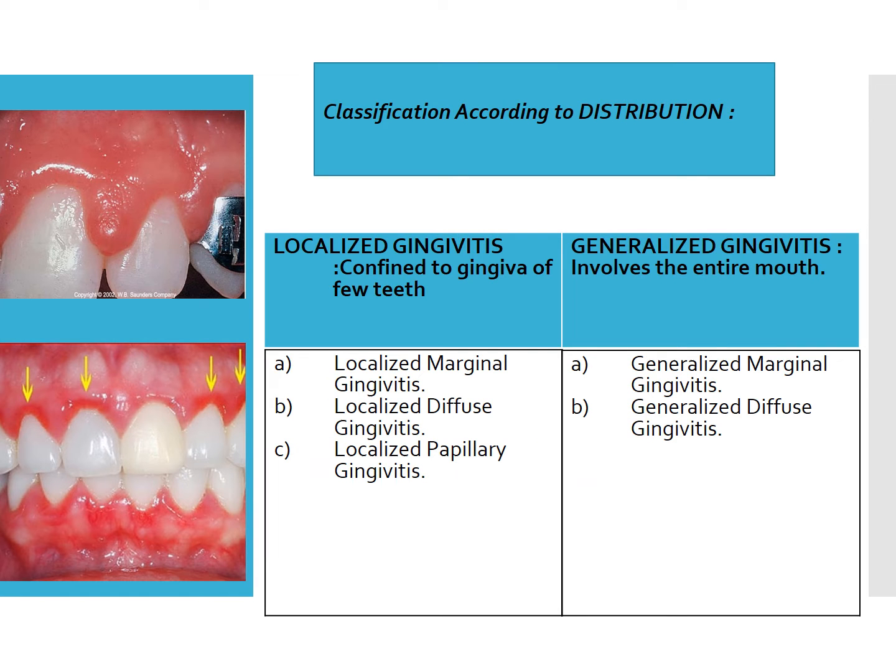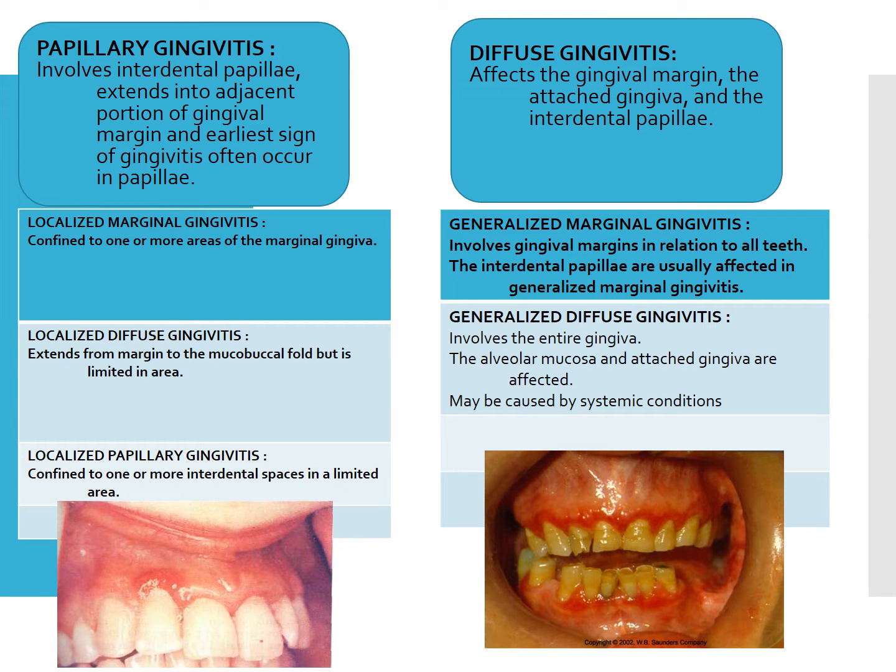Coming to the classification according to the distribution, it can be localized or generalized. If a few teeth are involved, that is less than 30%, it is localized. If it is involving the entire mouth, it is called generalized. According to the areas, it has also been divided into marginal, papillary or diffuse. That can be localized marginal, localized diffuse or localized papillary, and generalized marginal or generalized diffuse. When it is called localized papillary, it involves the interdental papilla of some of the teeth.